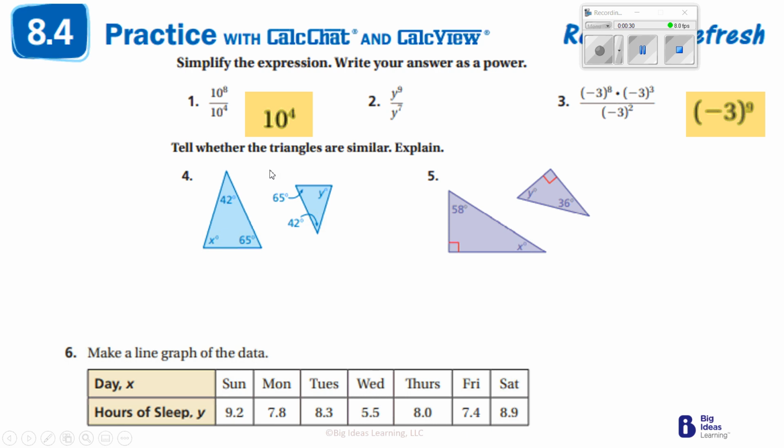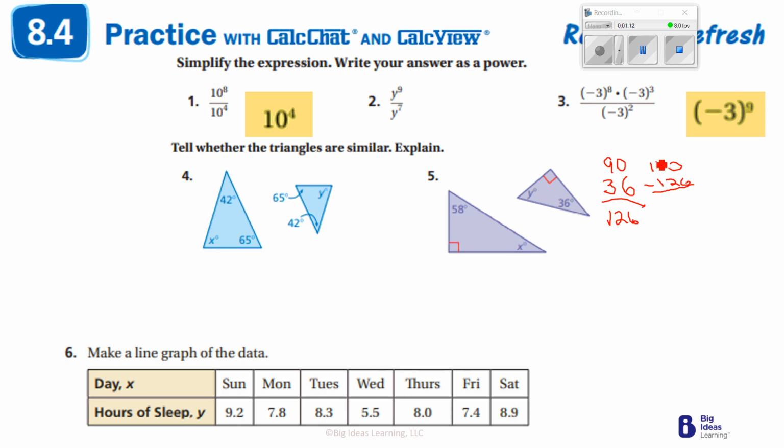You have number 4. Number 5 says, tell whether the triangles are similar. I'm going to say that, well, we got y and 36 and 58 and x. So what we can do, I'm going to say that I can take 90 plus 36 and 90 plus 36. That's going to give us 126. And then we got to take 180 and subtract 126 from it to see if it's going to equal 58.